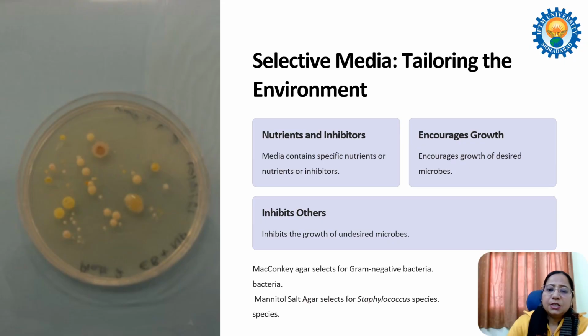Now, selective media can also be utilized for the isolation of microorganisms. Selective media utilizes nutrients and inhibitors that regulate the growth of the microorganism of interest. It enhances the growth of the desired microorganism. At the same time, it inhibits the growth of undesired microorganisms. Examples of selective media are MacConkey agar media, which selects the gram-negative bacteria, and the mannitol salt agar media, which selects the Staphylococcus species.